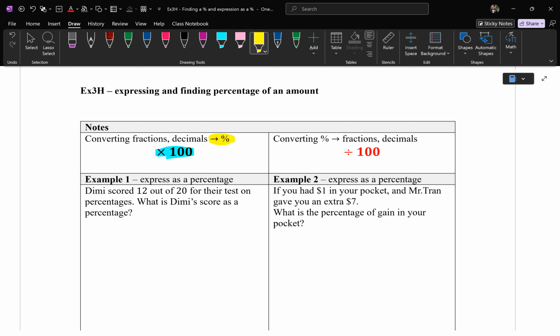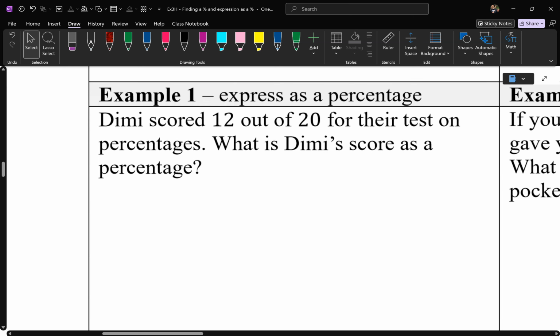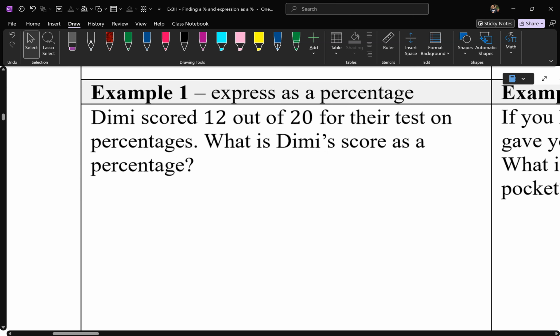Whereas converting percentages to fractions or decimals, then you just divide by 100. The nice thing about timesing 100 and dividing by 100, especially if it's in decimals, is you just move the decimal point. Yeah? So, let's take this first example. This is what you'll be doing in exercise 3H.